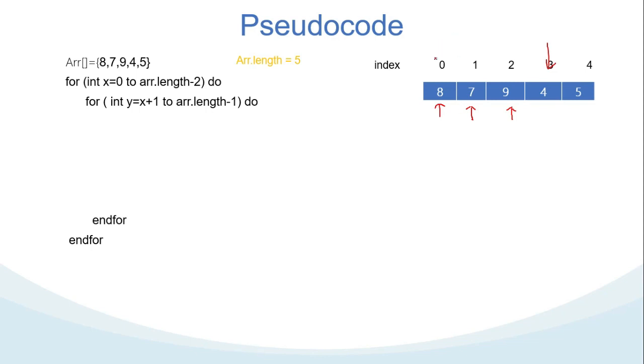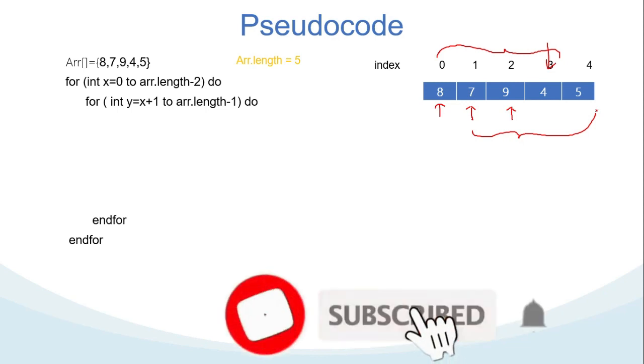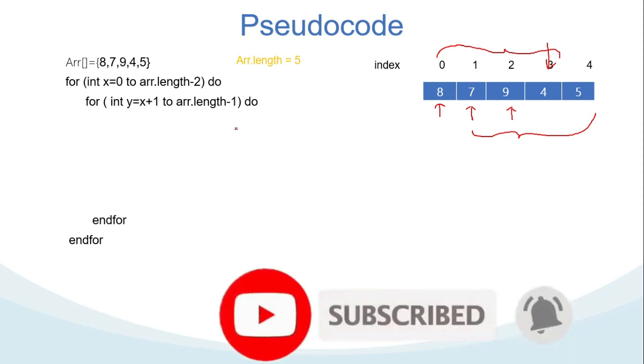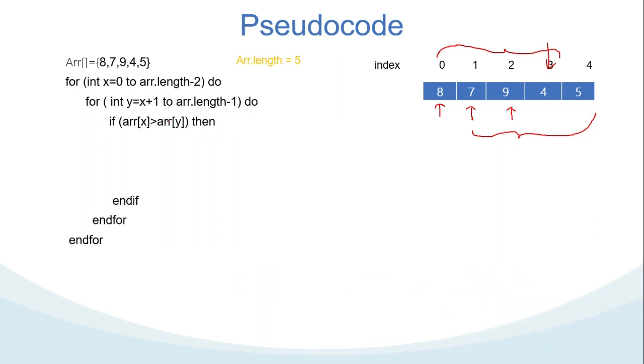So the first subarray moves from 0 to the last minus 1, and then the second subarray moves from the first index plus 1 until the last. And then after that, we compare our first subarray to the second subarray. So here I use X and then I use Y. If array X is bigger than array Y, then we have to swap it.